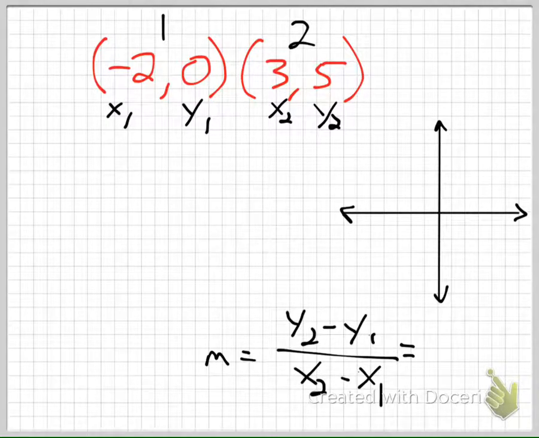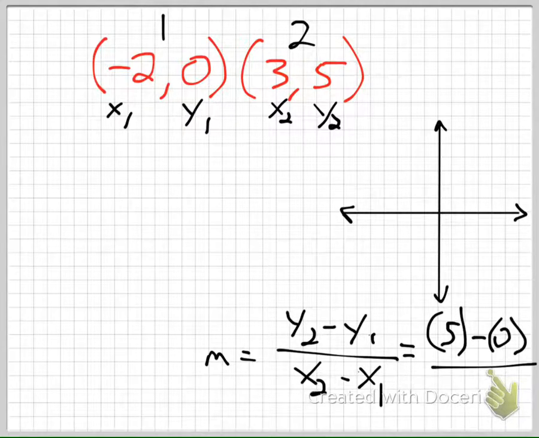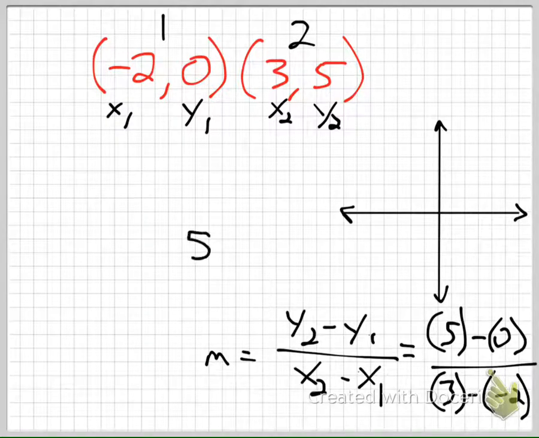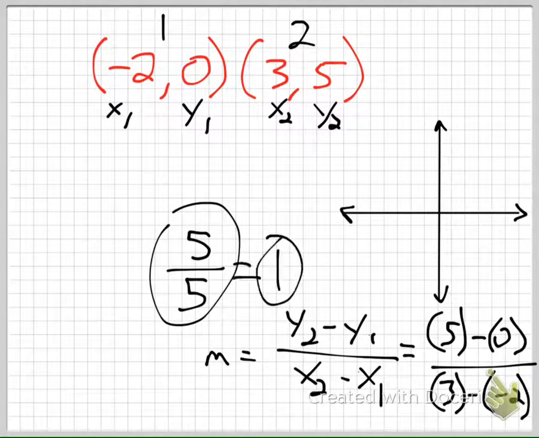Okay. So then what is y2 again? 5 in parentheses. Minus, what is y1? 0. Over, what is x2? 3. Minus a -2. Notice how I did that. It's so important that you put in parentheses so that you don't mess this part up. Because you look down there and go, okay, what is the top number? What is the numerator? What is 5 minus 0? 5. What is 3 minus a -2? That's 3 plus 2, which is 5. Right? So the slope here then is 1. 5 over 5 equals 1. So there's our slope, 1.